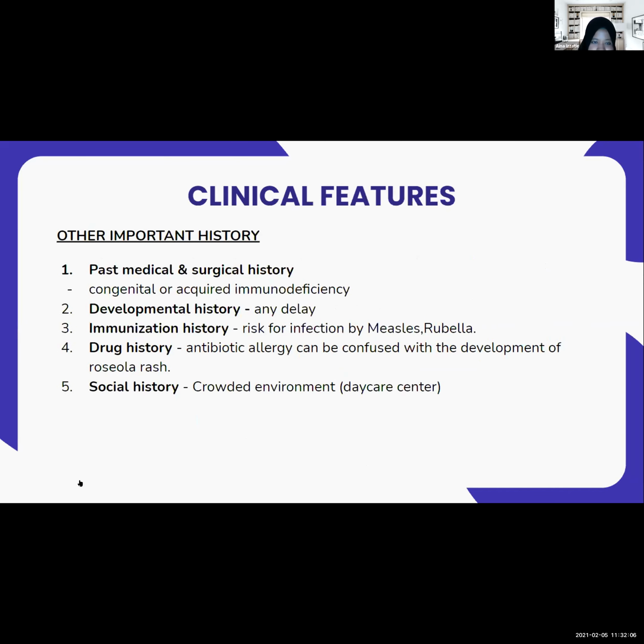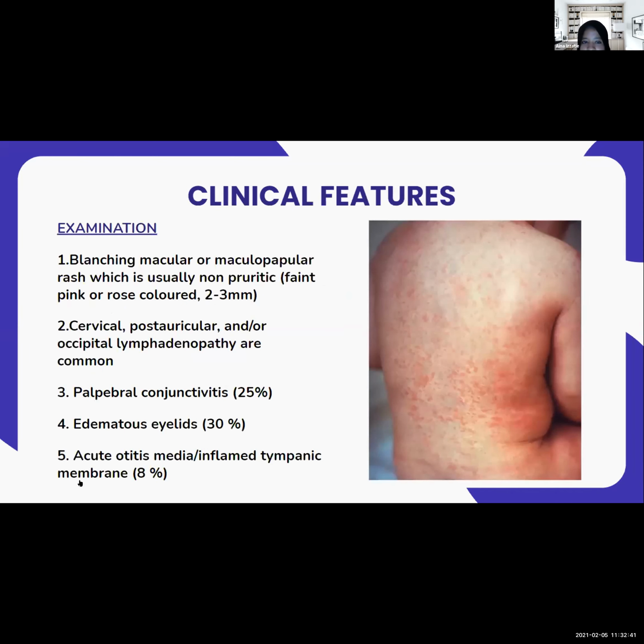Other important history includes past medical and surgical history, if there's any immunodeficiency, and also developmental history, because certain congenital infections can lead to developmental delay, and also immunization history to look for risk of infection by measles and rubella, because these are some of the differential diagnoses for this disease, and also drug history. Antibiotic allergy can be confused with the development of Roseola rash, and also social history, if the child lives in a crowded environment, such as a daycare center.